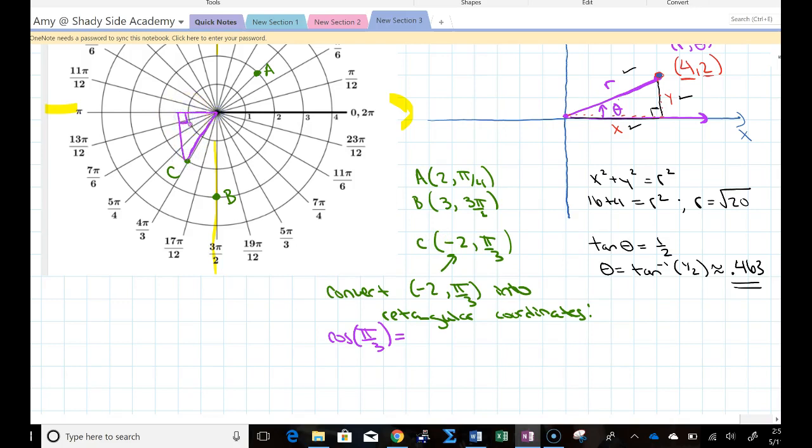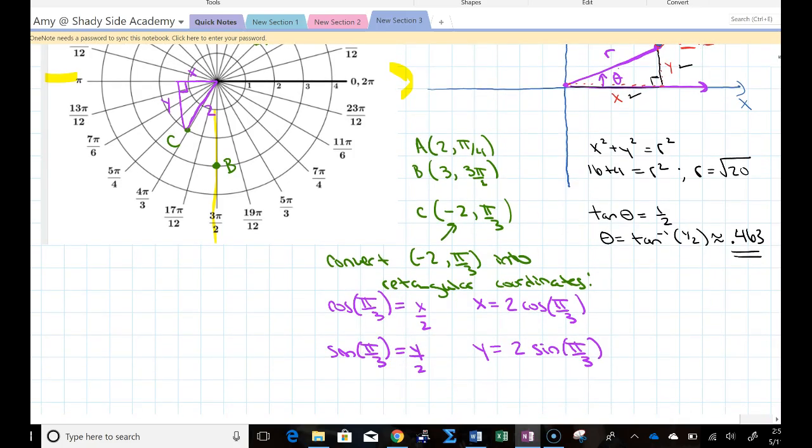Okay, and I know that this angle here is pi over 3, right? And I know the hypotenuse too, don't I? The hypotenuse has a length of 2, right? I know it's negative 2, but the actual hypotenuse length is 2. So the cos of pi over 3 equals, I'll call this x and I'll call this y, x over 2. So x equals 2 times cosine of pi over 3. Okay, and y will then equal 2 times the sine of pi over 3. Because you know that the sine of pi over 3, if you look at that purple right triangle, is going to equal opposite over hypotenuse.